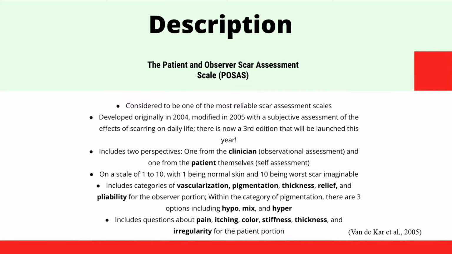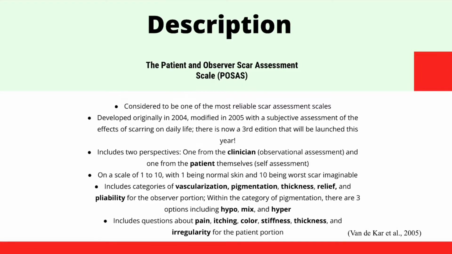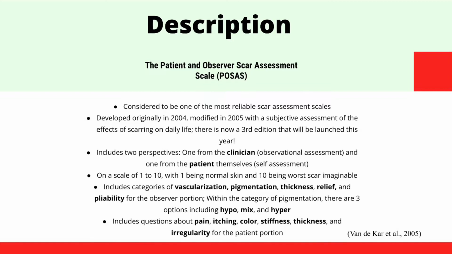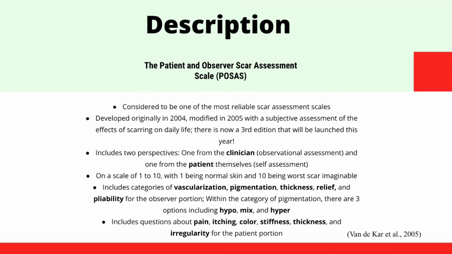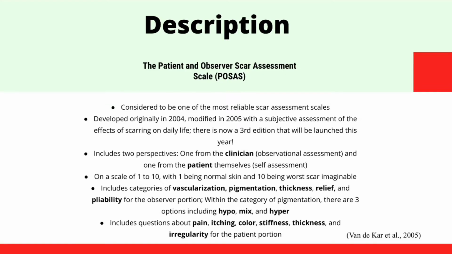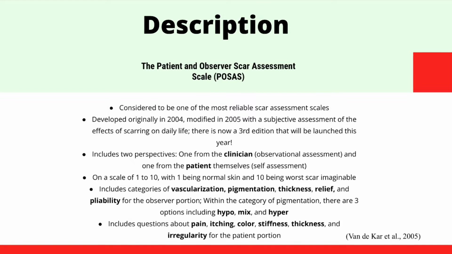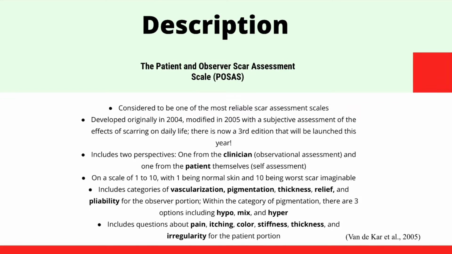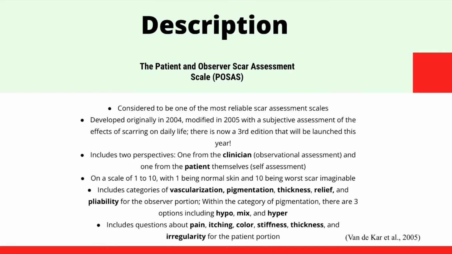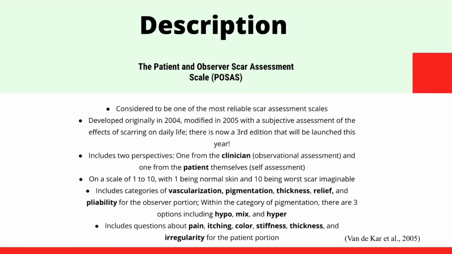There is now a third edition that will be launched later this year. The Patient and Observer Scar Assessment Scale includes two perspectives, one from the clinician and one from the patient themselves. Both of these perspectives are considered to be observational assessments, with the patient portion being a self-assessment. For the observer portion, there are categories of vascularization, pigmentation, thickness, relief, and pliability.